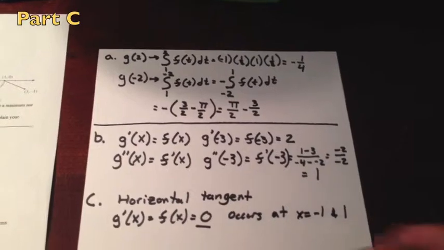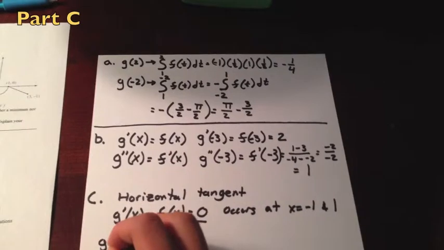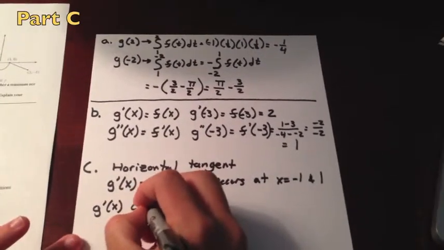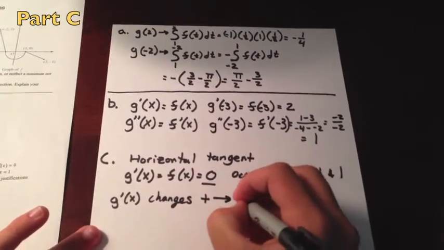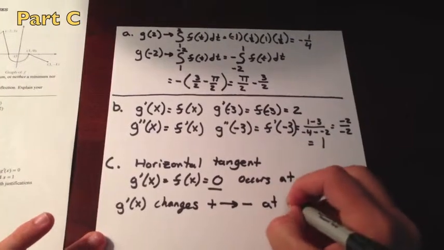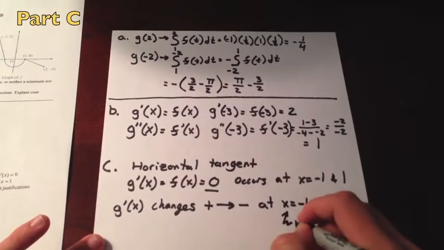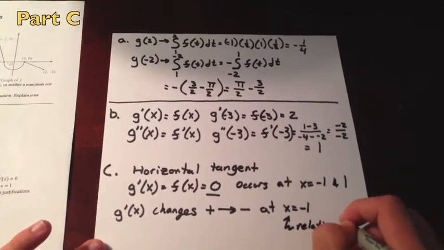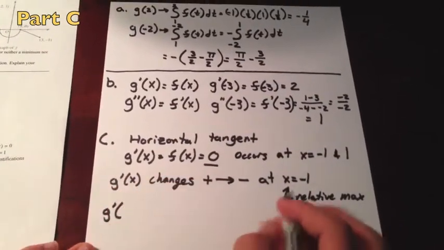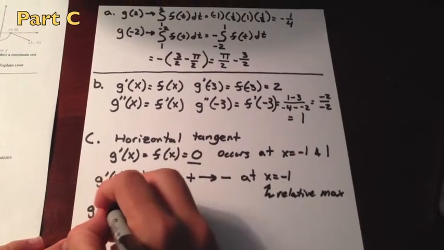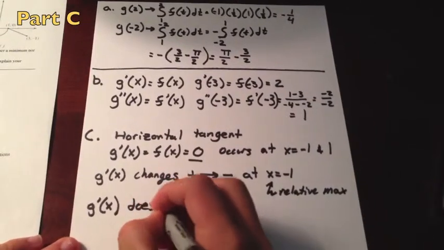When we look at x equals negative 1, we see that g prime of x, which is also f of x, changes from positive to negative. So therefore, x equals negative 1 is a relative max. The graph g prime of x, also just f of x, doesn't change sign when x is equal to 1. So this is neither a relative minimum nor a relative maximum. It's neither.